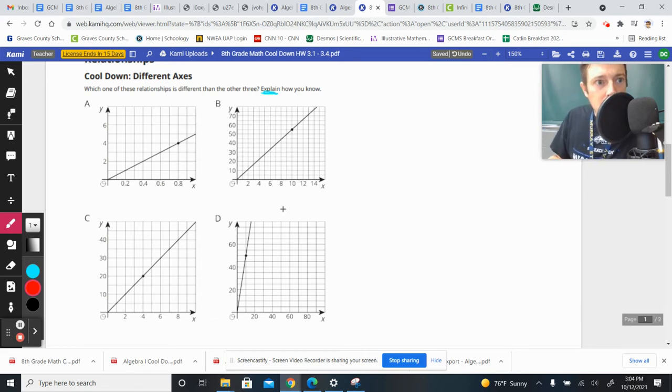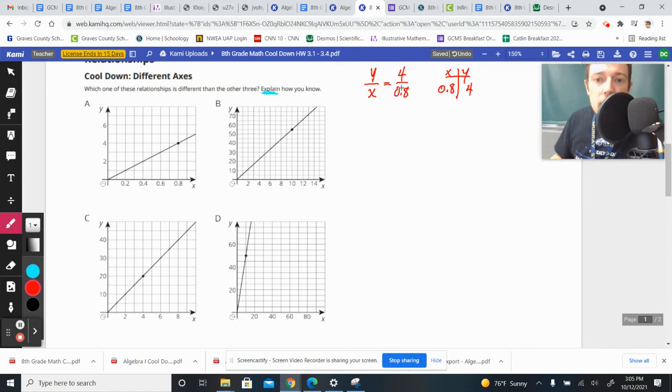And remembering what we did in class today, you should be able to find a constant of proportionality very simply. You just take the y value and you divide it by the x value. If you were making a table for this, for example, for A, you would have x being 0.8, because that's where the x value is for the dot, and you would have y being 4. So when you set that up in the constant of proportionality ratio, you would have 4 over 0.8, which when you divide those, you find your constant of proportionality.